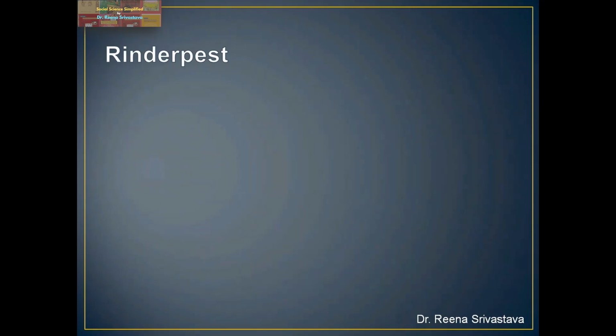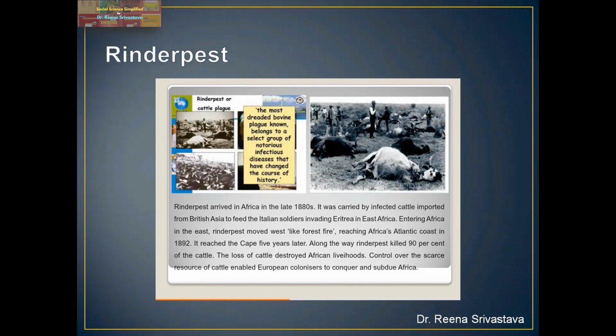And in between, these Africans are mostly cattle herders, they are tribals, they rear cattle, then they hunt a little bit in the forest also. So what happened in the late 1880s, cattle were imported from British Asia to Africa in order to feed the Italian soldiers who were invading Eritrea in East Africa. Now, these cattle which were imported from British Asia were infected by rinderpest, and through them, this disease spread into the cattle of Africa also.